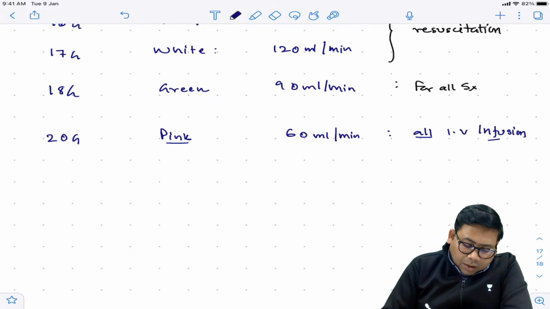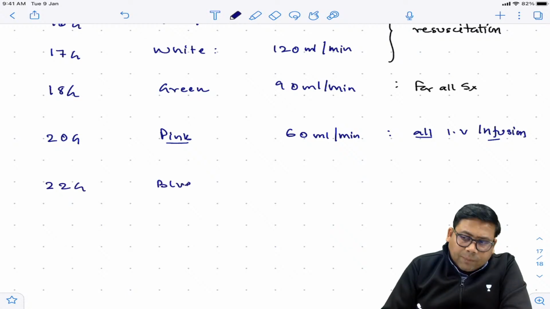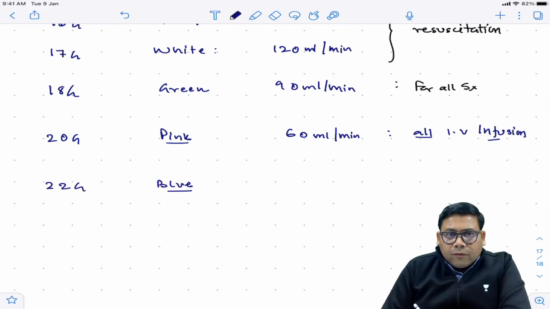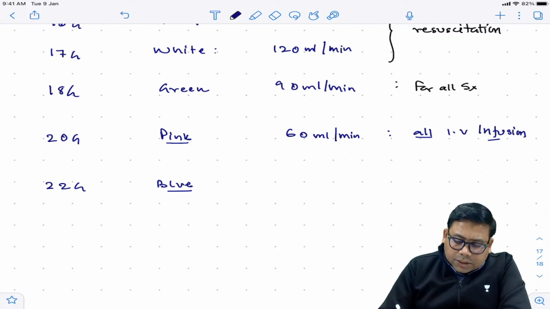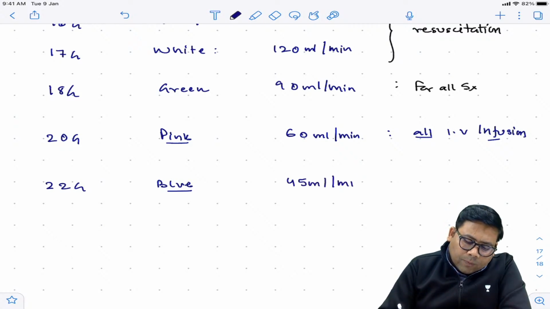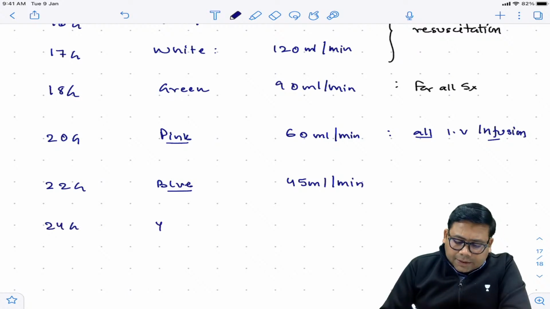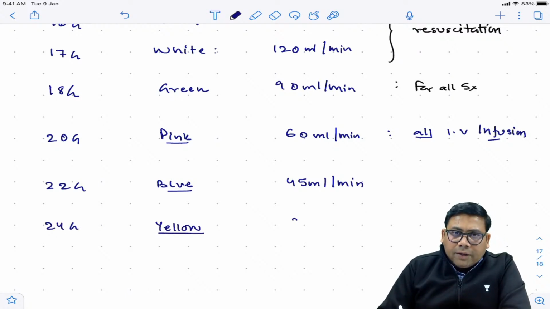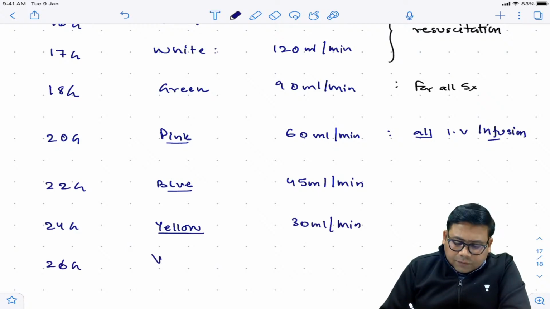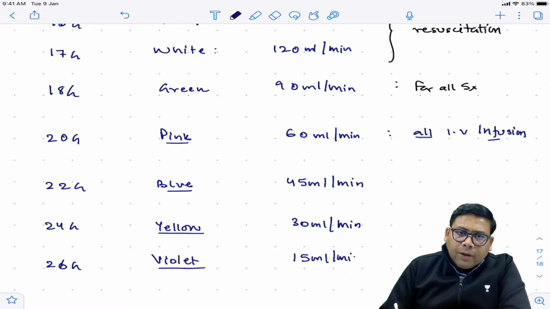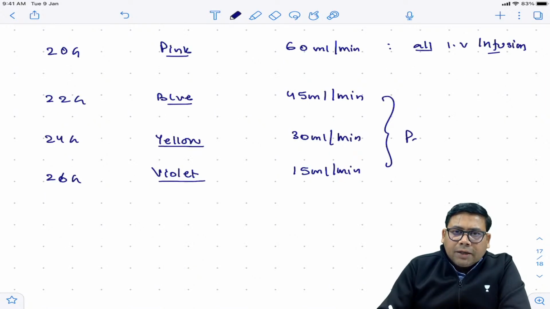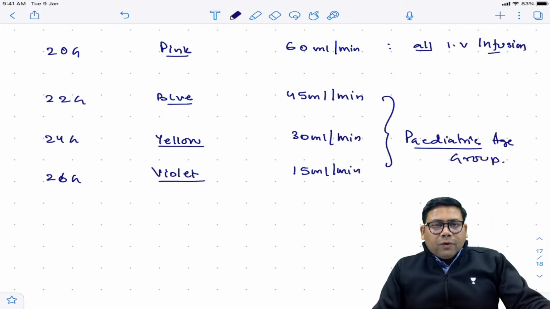22G. Now this is where the pediatric cannula sizes start. 22G is blue. The flow rate is 45 ml per minute. Then we have 24G as yellow. The flow rate is 30 ml per minute. And then we have even 26G, which is violet. When we talk about violet, the flow rate is only 13 to 15 ml per minute. So this is where you say that it is for the pediatric age group. You can understand that 26G probably is used for newborns.